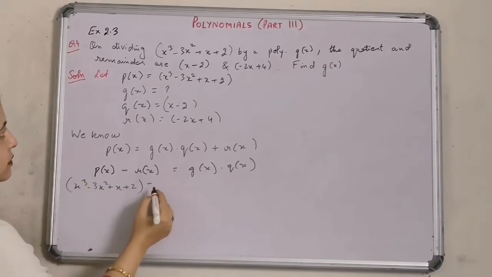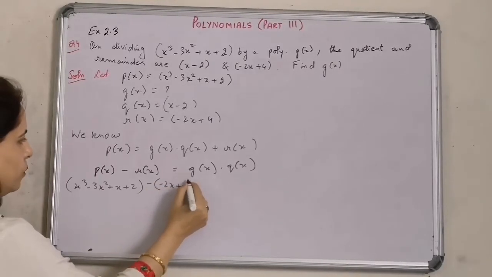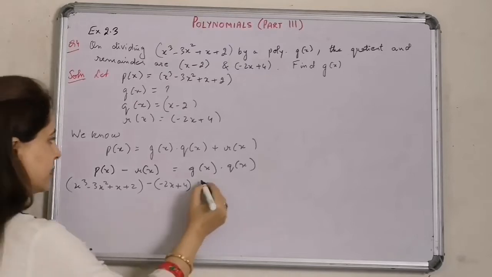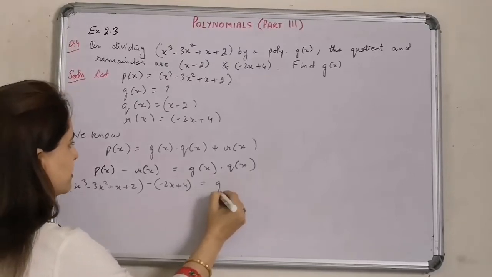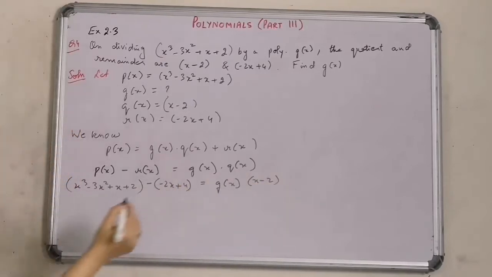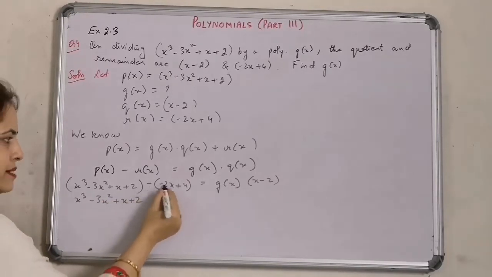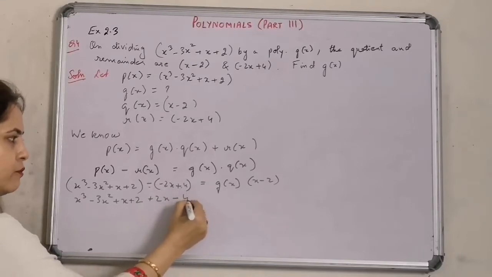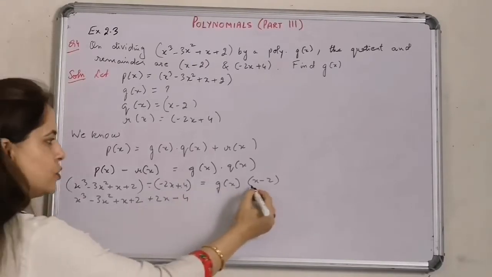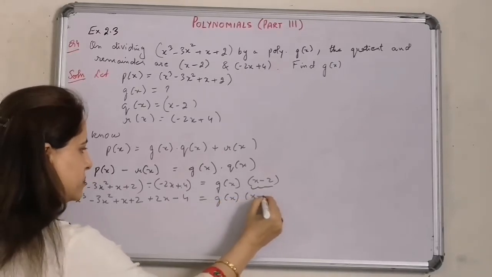And what is the remainder? Remainder is minus 2x plus 4. Put it in the bracket, that's very important. This is gx into qx. Qx is x minus 2. So what do we get over here? This is x cube minus 3 into x cube plus x plus 2. Minus into minus is plus 2x. Minus into plus is minus. We get 4 over here. And as you can see, now this is gx into x minus 2.